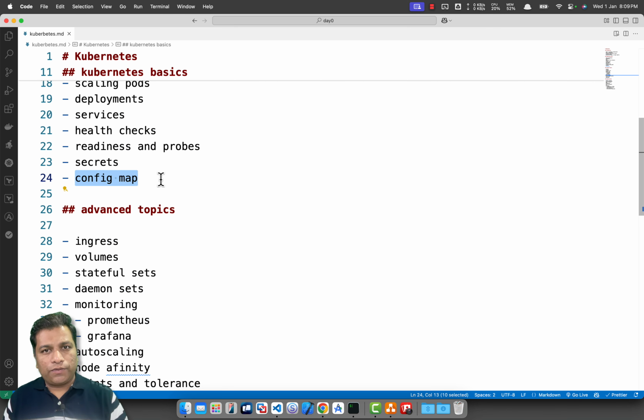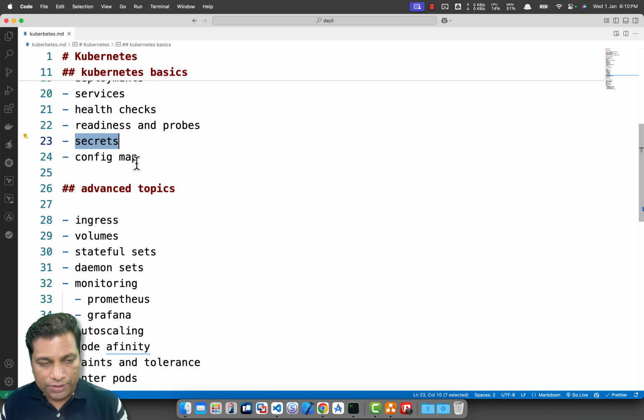Then we'll talk about secrets and config maps. Both of them are used for storing key value pairs. If the data is not sensitive, we can put it inside the config map. If it is sensitive, we'll put it inside the secrets. And then we'll start using those secrets and config map values in our application.